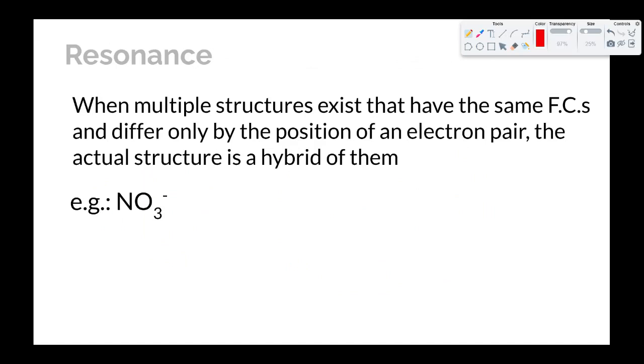Sometimes it's possible for multiple structures to exist that have all the same formal charges, and they only differ by the position of one electron pair. When that is the case, the actual structure turns out to be not any of them, but a hybrid of all of them. An example of this would be NO3 1-. If we draw the structure for NO3 1-, a good skeleton would look like this.